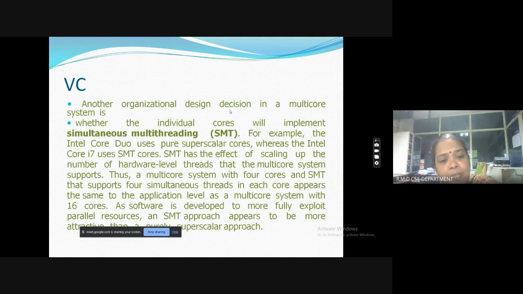Now, to facilitate simultaneous multi-threading, the Intel Core Duo uses pure superscalar cores, whereas the Intel Core i7 uses SMT cores. SMT, simultaneous multi-threading, has the effect of scaling up the number of hardware-level threads that a multi-core system supports. So a multi-core system with 4 cores and SMT supports 4 simultaneous threads, and each core appears the same at the application level. So software is developed to fully exploit the parallel resources. The purpose of using SMT is faster execution.